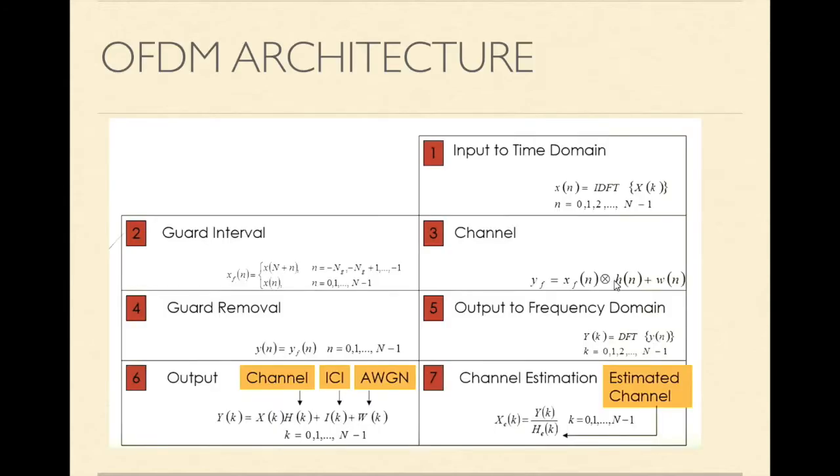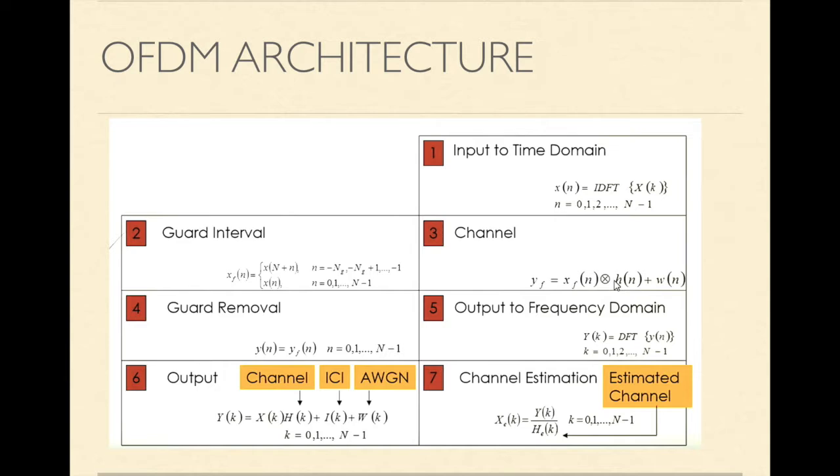So let's take a look at the OFDM architecture. Here we have some steps in order to simulate an OFDM communication system. The first one is we have an input to the time domain, and the second one is we insert some guard interval, that is the cyclic prefix that we just saw. So it prepends the last part of the signal to the beginning of the signal.